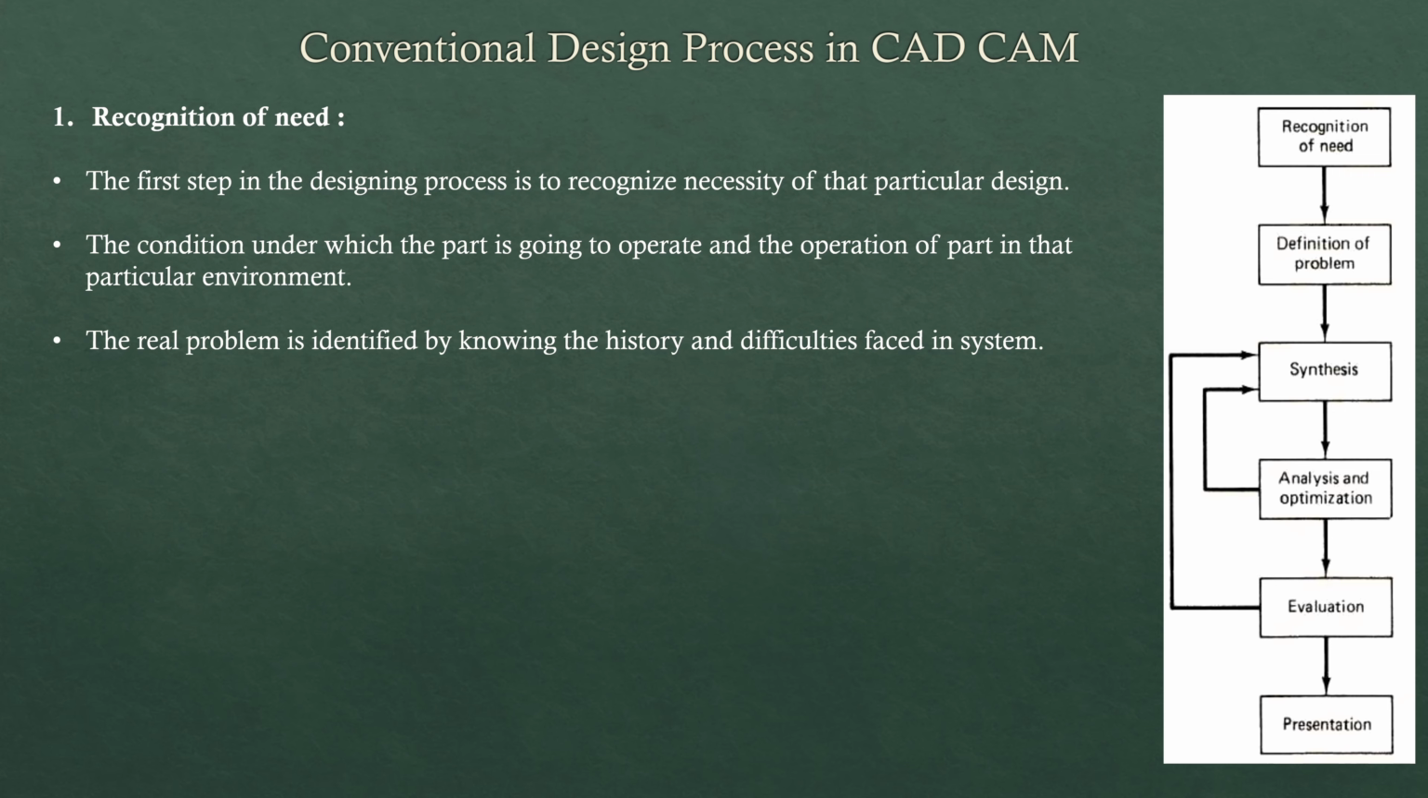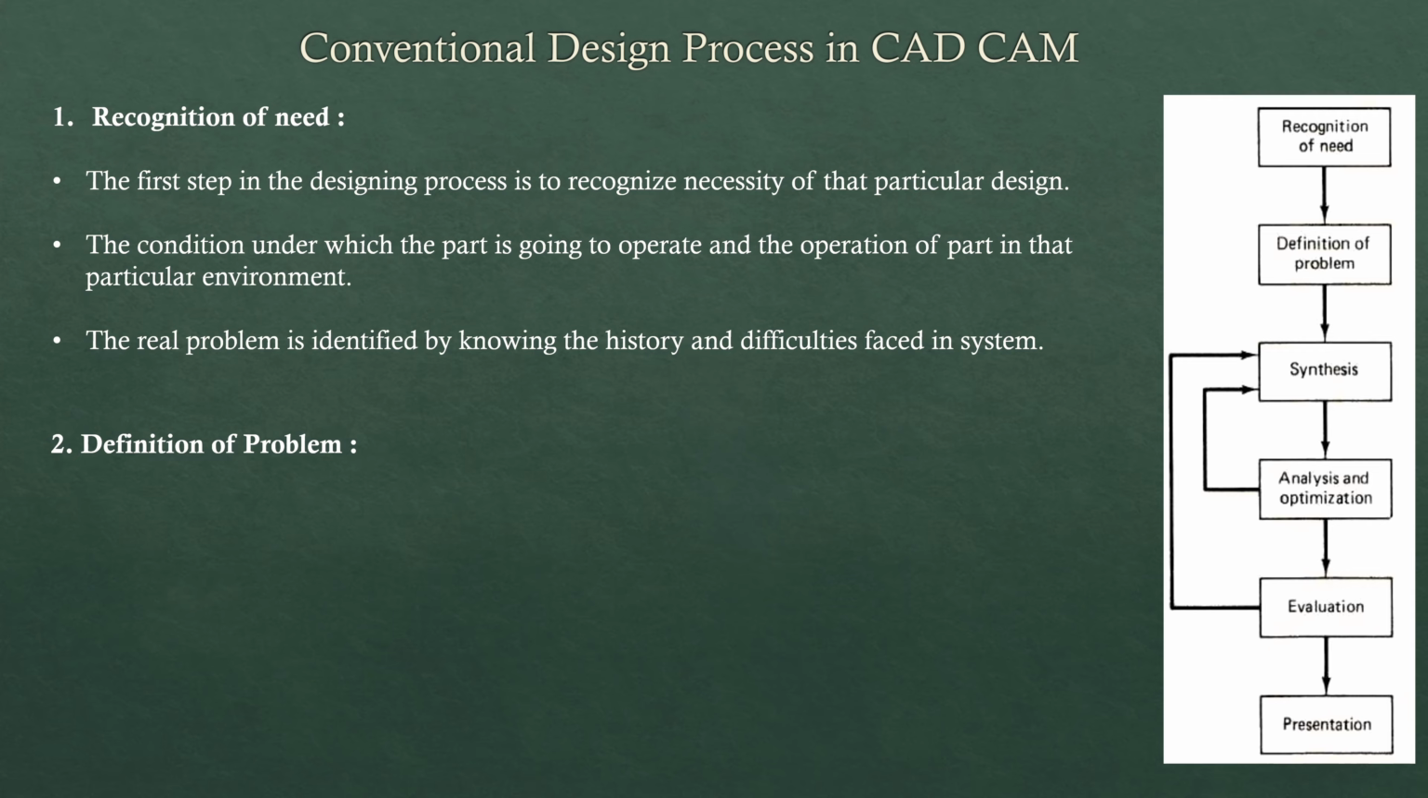The real problem is to be identified by knowing the history and difficulties faced in the system. So if you want to identify the real problem, then you need to know the history and difficulties which are faced in the system. The second step is the definition of the problem. You need to define the problem.